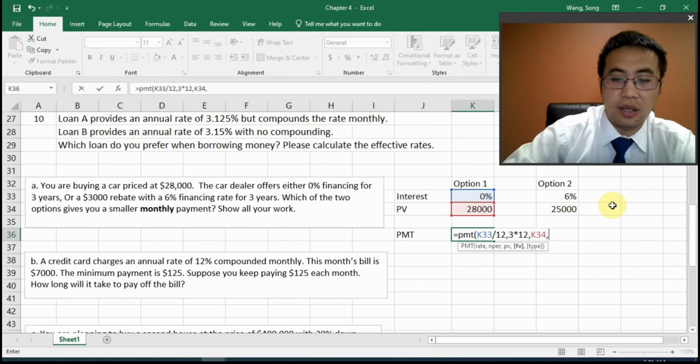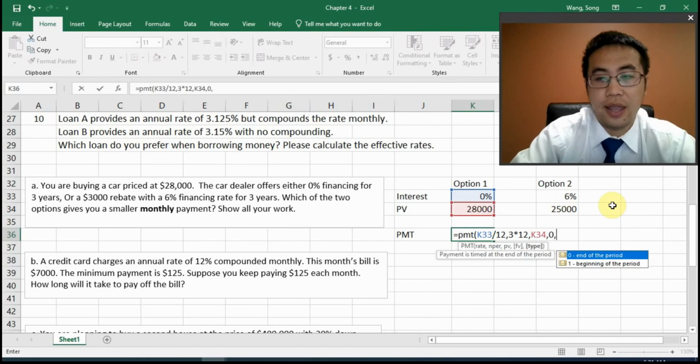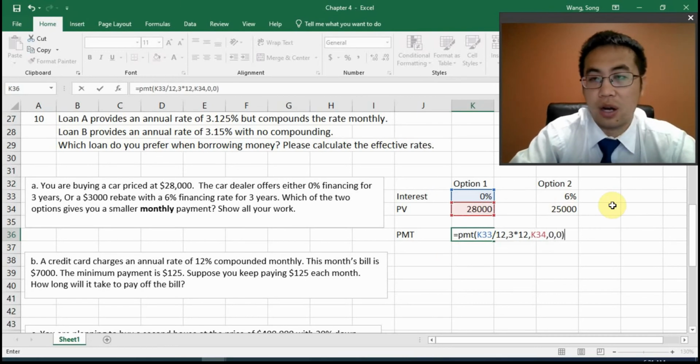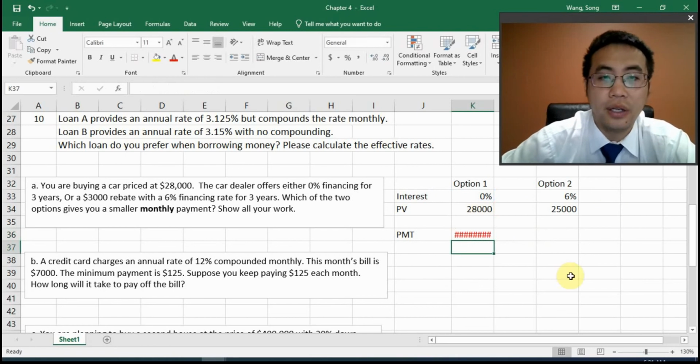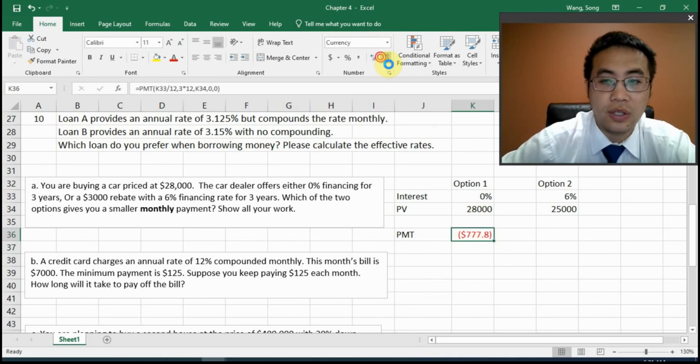Just click it. You have a 0 future value, and the type is 0 because for car loans or mortgage loans or credit card bill payments, it's made at the end of each period. And then you hit enter. This would be your answer.